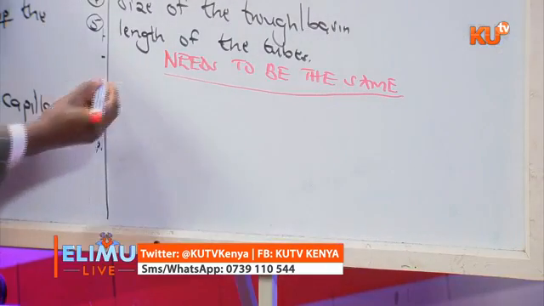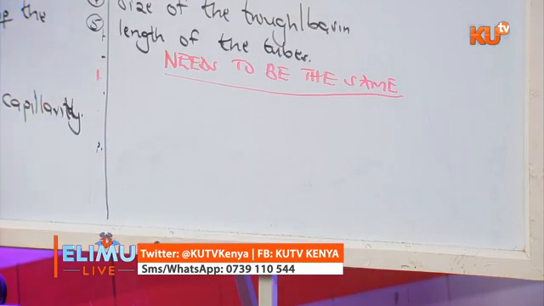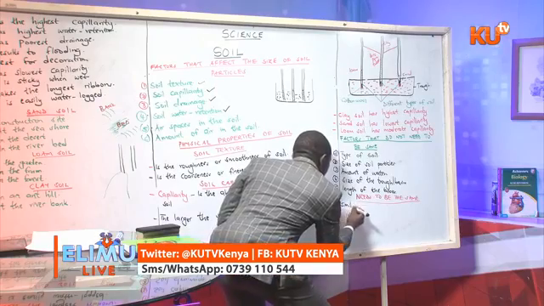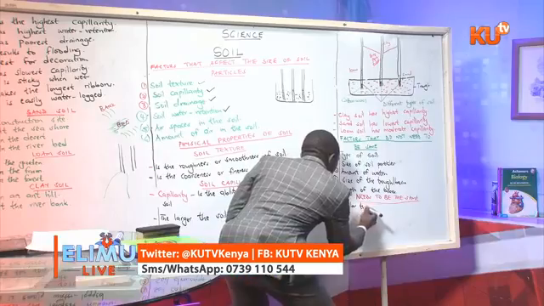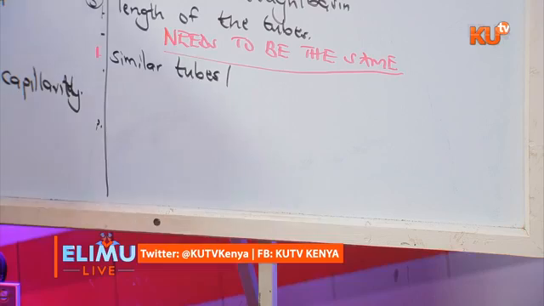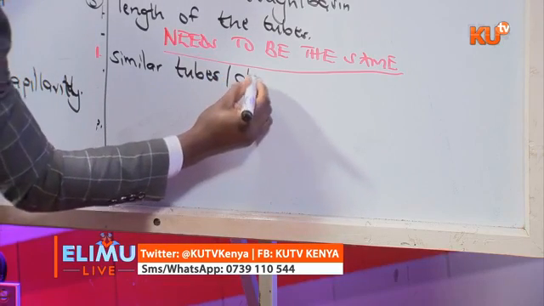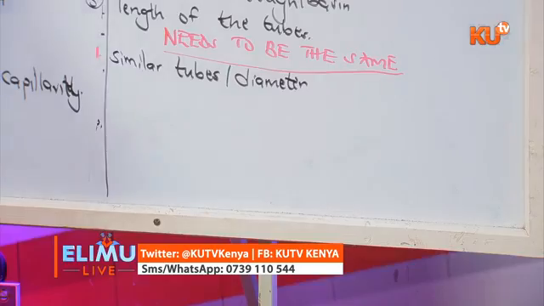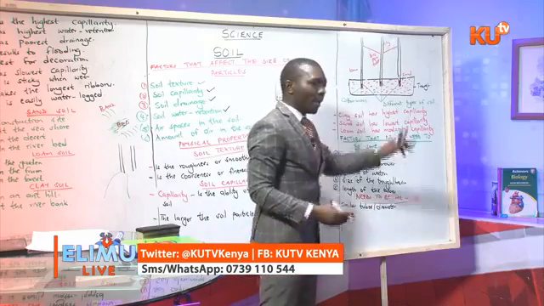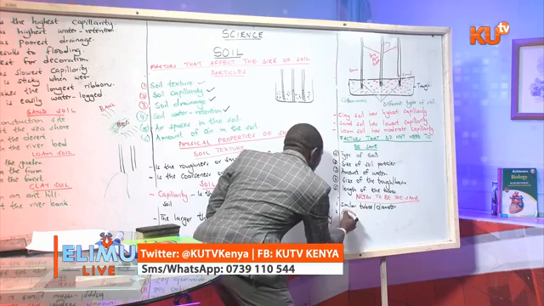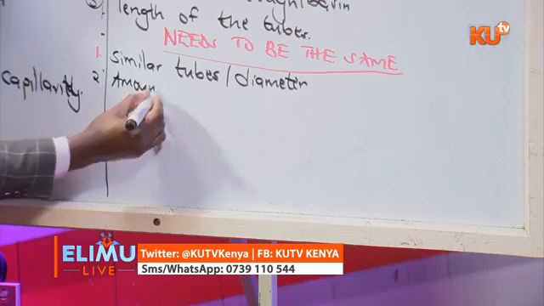So when you're comparing what we call capillarity, the tubes should be similar. When I talk about similarity, I don't talk about the color. In science, we go by the diameter. So the diameter of the tubes should be the same, so that when we place soil inside, it should reach the same level. And then two, the amount of soil should also be the same.